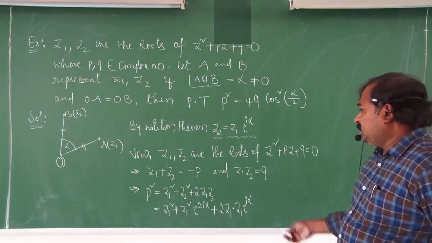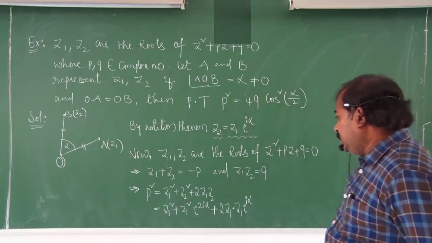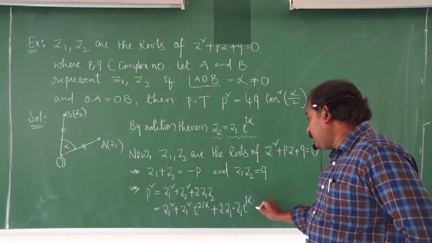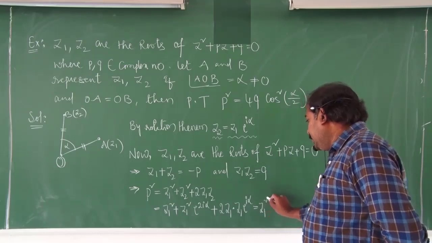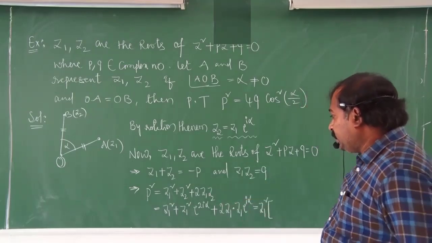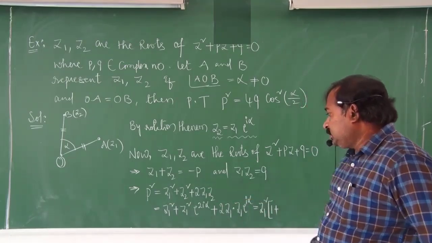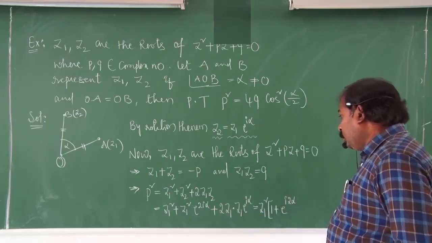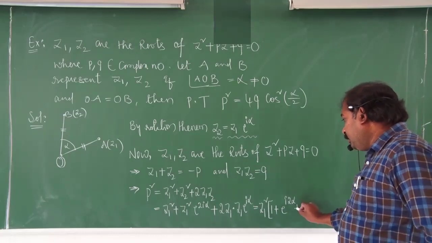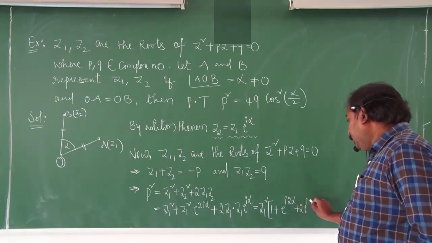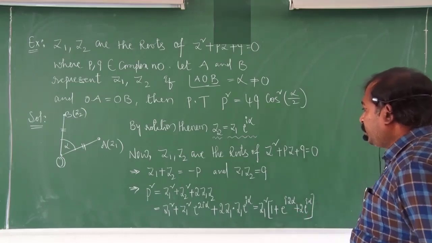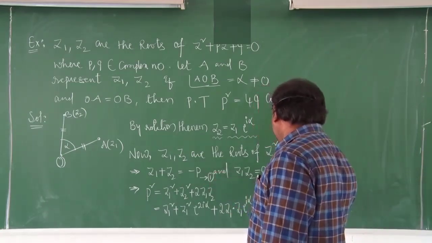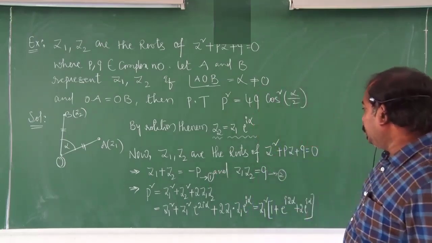If you observe here, this is nothing but p square by q, and here in each complex number I can take z1 square common. If I take z1 square common, what is the value I can get first? 1 plus e power i 2 alpha plus 2 into e power i alpha. This is the value. This is equation number 2.